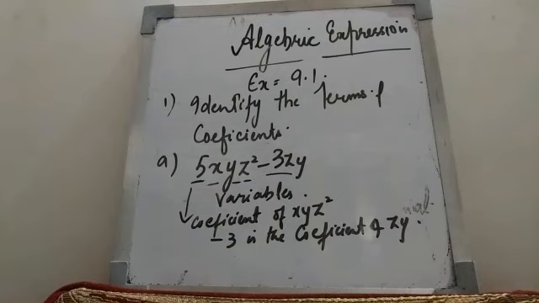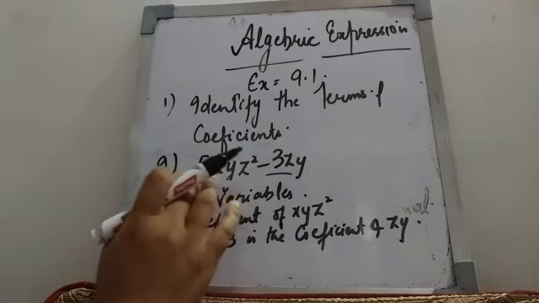Today I start the topic algebraic expressions. It is exercise 9.1. It is for the 8th standard NCERT. Here the first question is identify the terms and coefficients. Before starting the first question, I will let you know a few terms here. What are variables, what are coefficients, and what are terms?